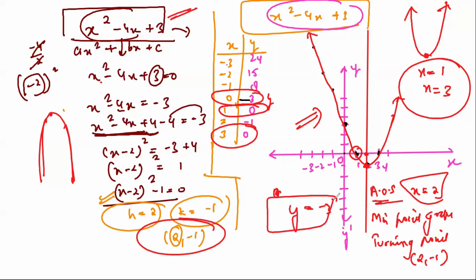So the x-intercept gives you the x values on the x-axis where y is 0, and for the y-intercept we find the values of y where x is 0. As simple as that.